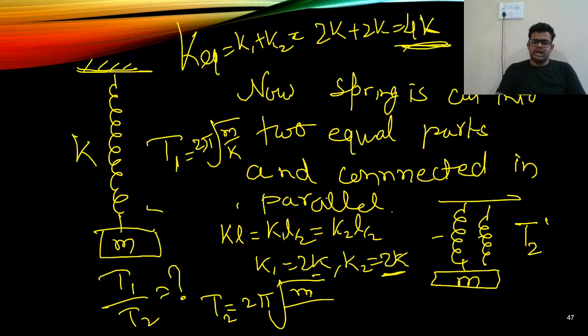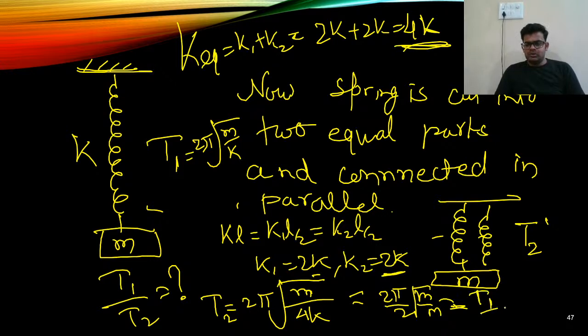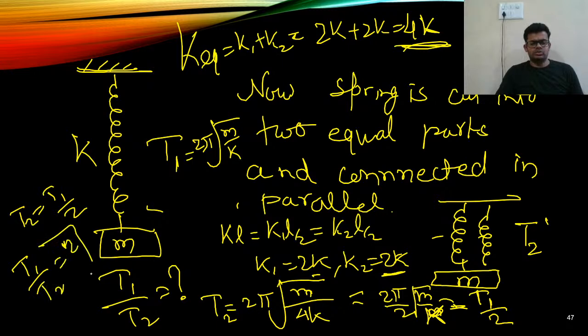I am putting the value, this is 4K. So we will get 2 pi divided by 2 root of M by K. You know that 2 pi root of M by K is T1, so directly we are getting T1 by 2. So I can say T2 is equal to T1 by 2. So T1 by T2 is 2. 2 is the answer.